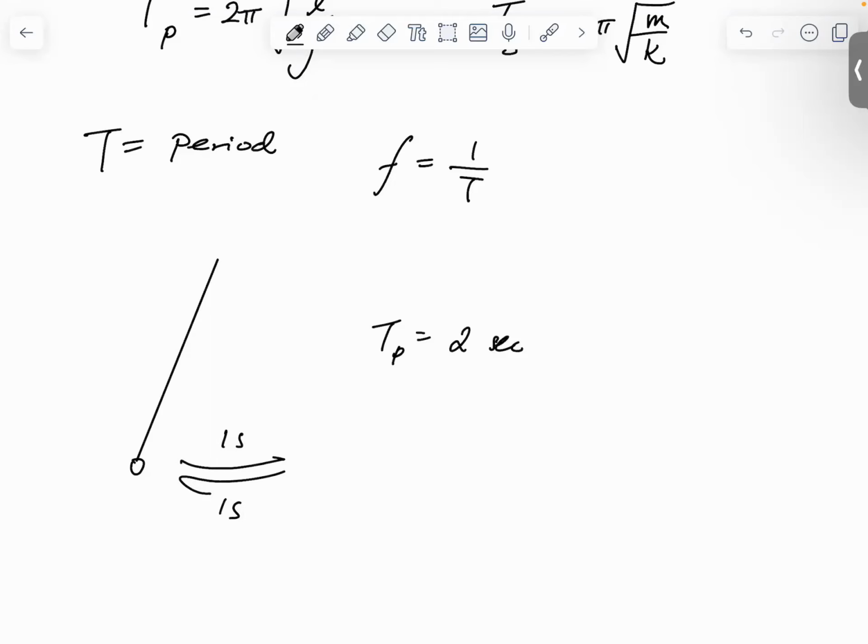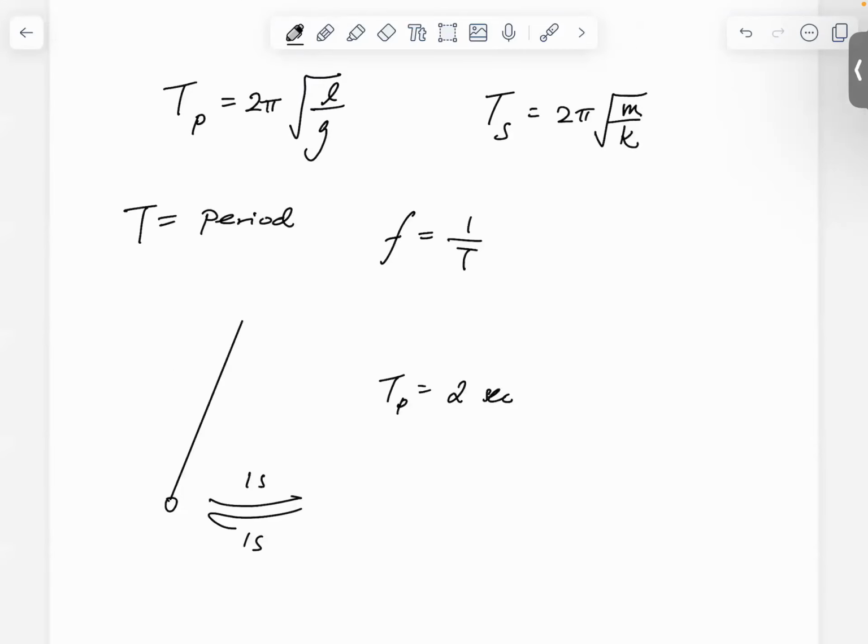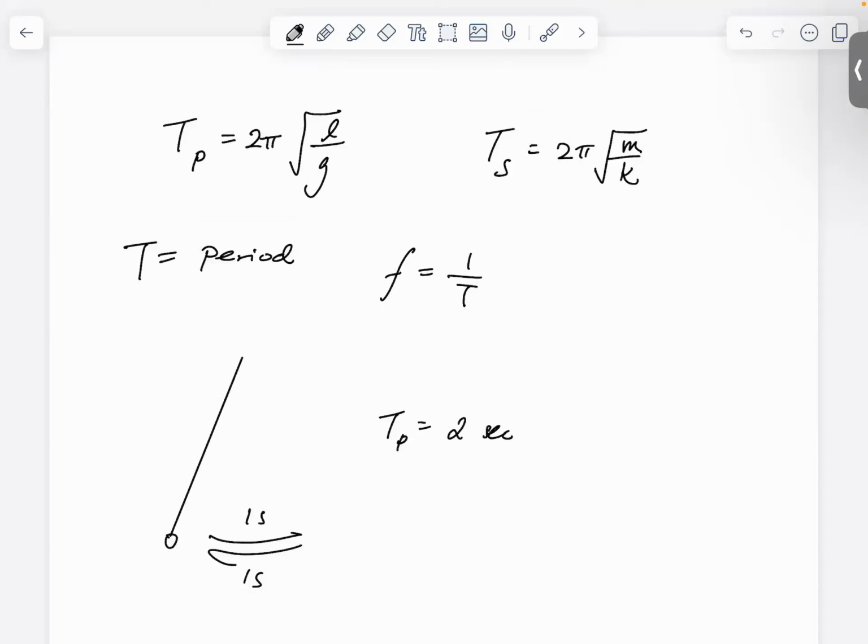When we say a period, like in pre-calculus with the sine graph and cosine graph, we're talking about a complete cycle. It goes forward, and it has to go backward. So that's 2 seconds. Now, the first challenge for you is this. If we know the period is 2 seconds, could you find out the length of the string for the pendulum?